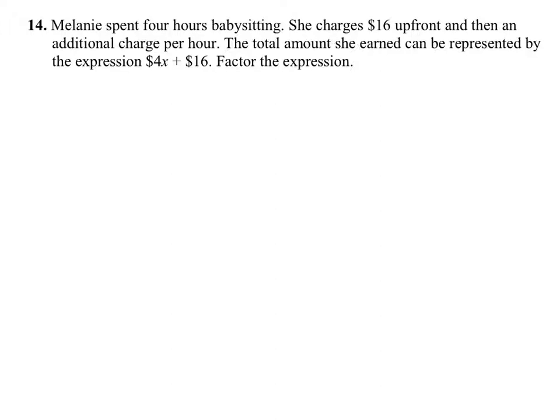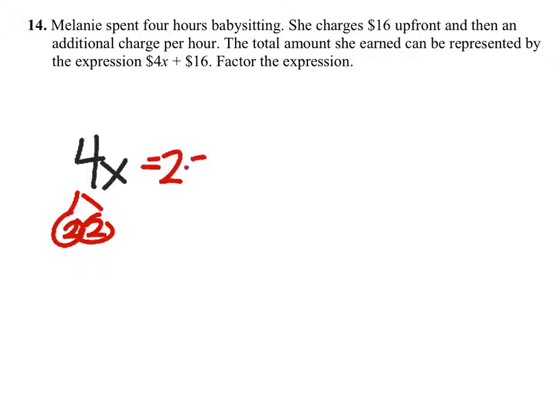All right, Milani spent 4 hours babysitting. She charged $16 up front and then an additional charge per hour. The total amount she earned can be represented by this. Let us factor it. Well, let's look at a good old 4x. 4 just splits up into 2 and 2, so 4x splits up into 2 times 2 times x.